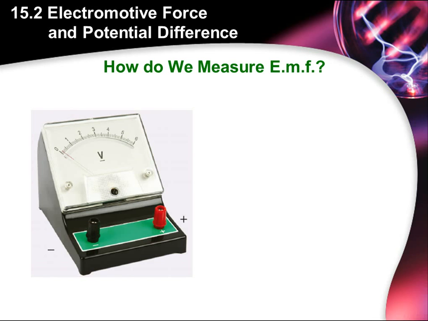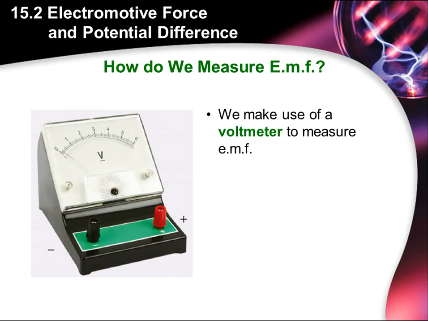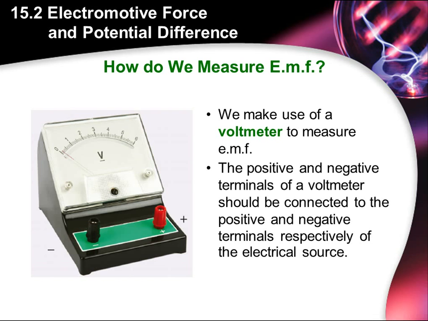And how do we measure it? Basically, we use what we call a voltmeter. And voltmeters are connected in parallel to whatever you want to measure. So you just need to take note. You connect the positive side of the voltmeter to the positive terminal of your electrical source, for example the positive terminal of your battery, and you connect the negative side of the voltmeter to the negative side of the battery or electrical source.